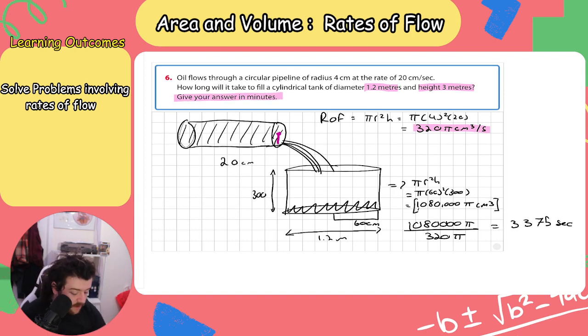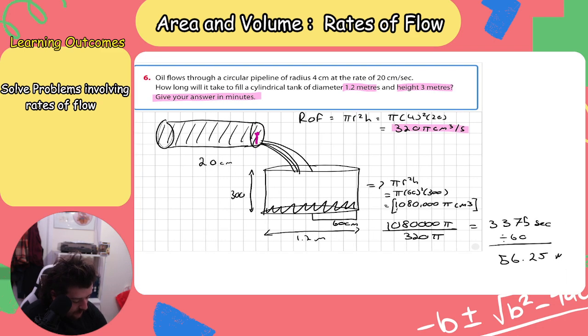But what does the question ask for? Give our answer in minutes. So how do I convert seconds into minutes? I just divide by 60. So I'm going to divide by 60. And then I'm going to get 56.25 minutes. And that is how long it will take to fill up that bottom container if my calculations are correct.